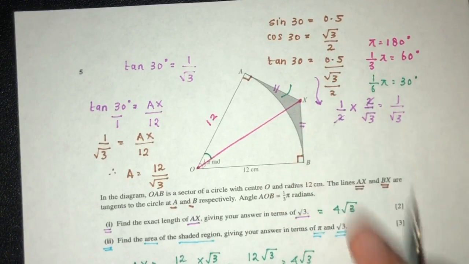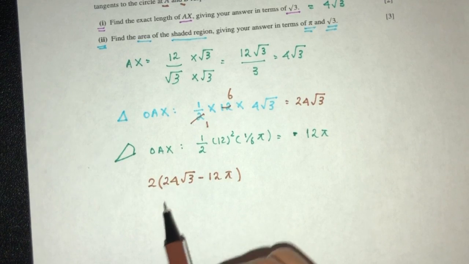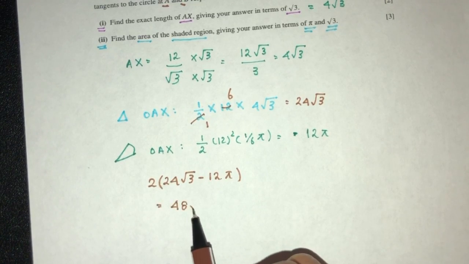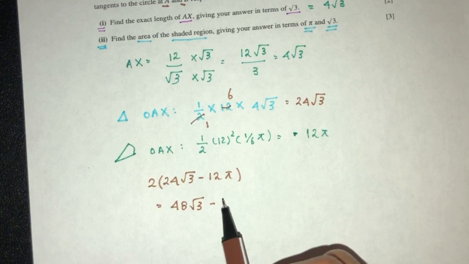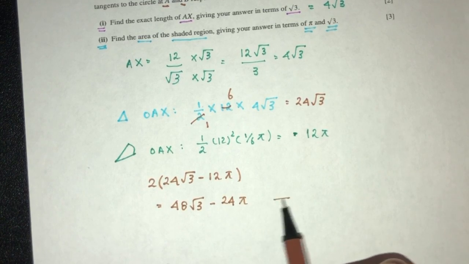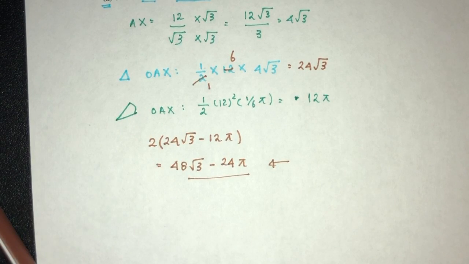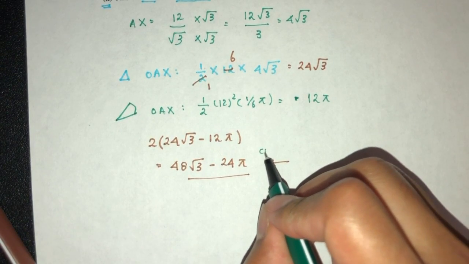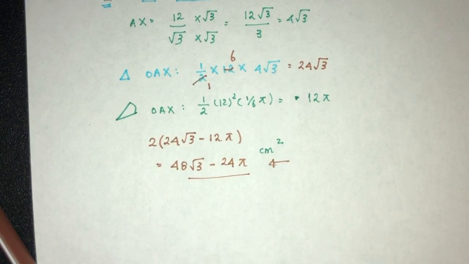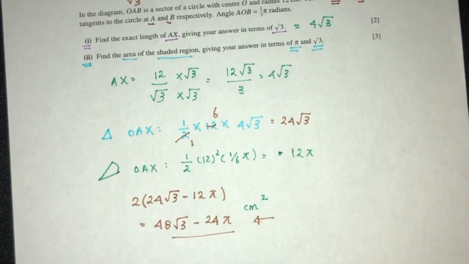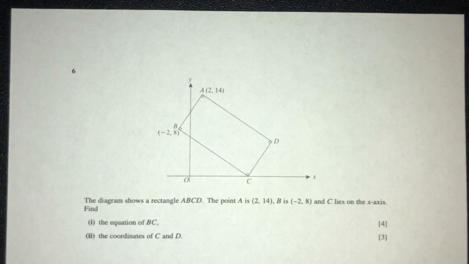But we understand that this and this are the same, so we can just multiply by 2 to find the area that we need to find. This minus 24 pi. Okay, and that will be the area in terms of pi and root 3. You can always write centimeters squared for the area. And that will be a question regarding circular measure. Let's move on to the next question.